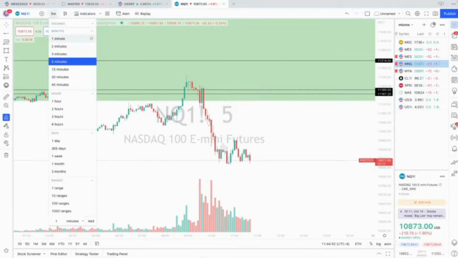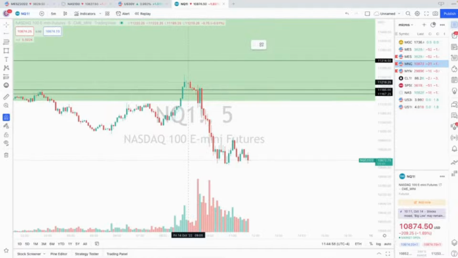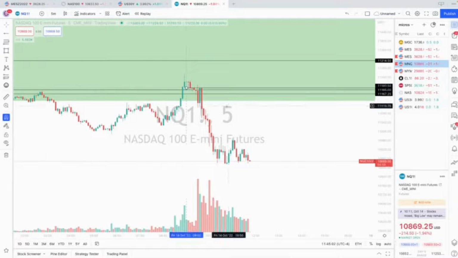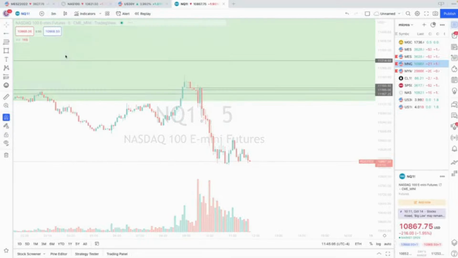So on the 5-minute, you can already see where we've got the order block. So let me mark the low of that order block. Let's go into a 3-minute.